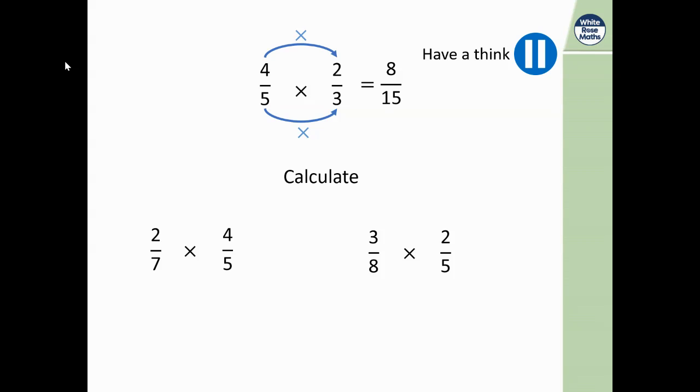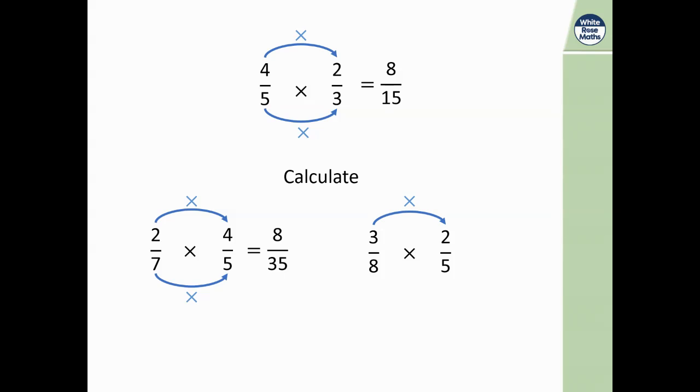Okay, let's have a look. So 2/7 times 4/5. 2 times 4 is 8, and 7 times 5 is 35, so 8/35. Nothing we can do with those. They're not in the same times tables. That's as far as that one goes.